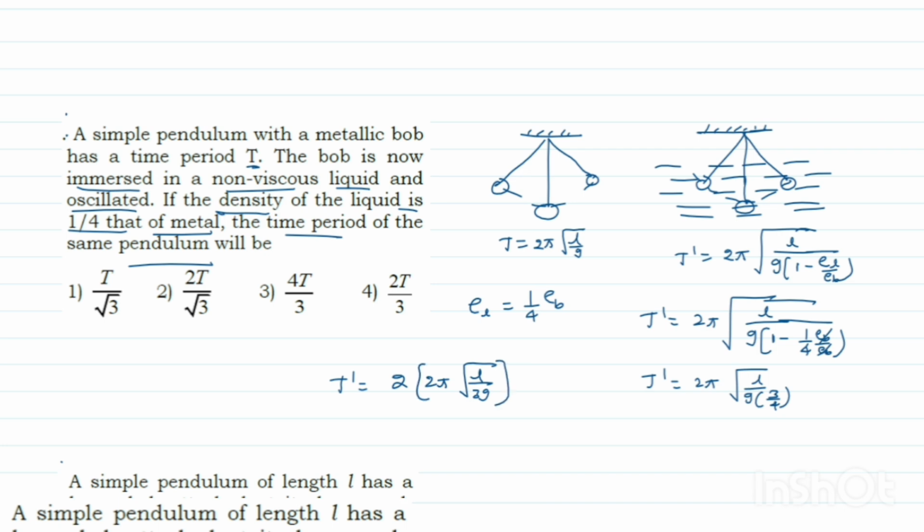So here it's nothing but 2 by root 3 you will be getting outside, and the rest will be 2 pi into root over L by g. It's nothing but 2 by root 3 into T. So this is the initial time period, which you can take as T, given already. So it is nothing but 2 by root 3 into T will be the answer.